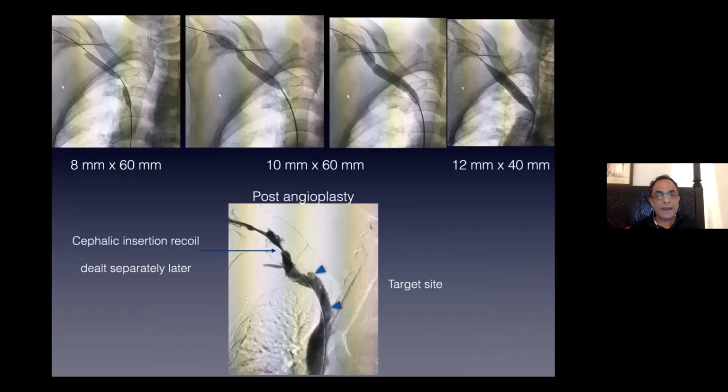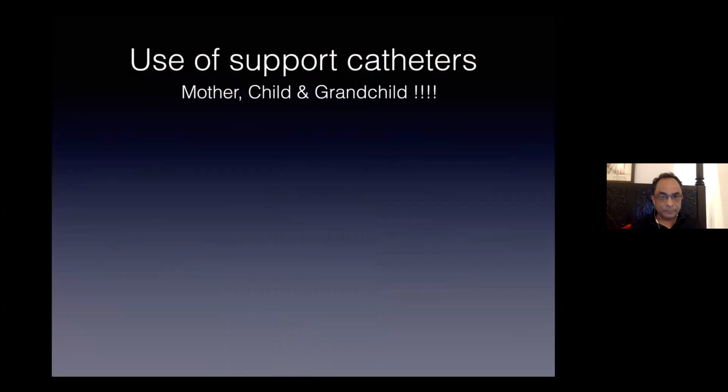Now, if you're looking at this, you might say that the cephalic insertion does not look so good. It had a recoil. We would have dealt with it separately, and we will pick up this case towards the end of the talk. But our target site, between the two arrowheads, the brachiocephalic, looks quite good, right? So we have done a successful angioplasty here.